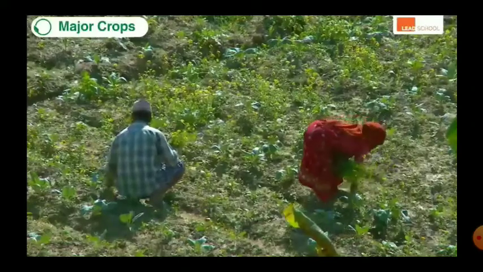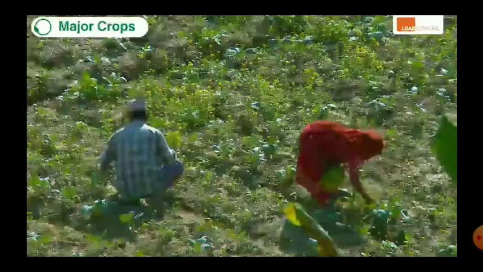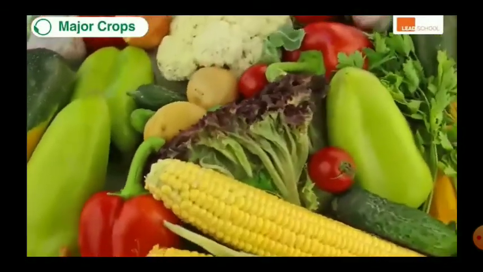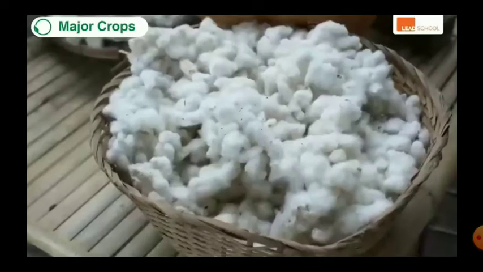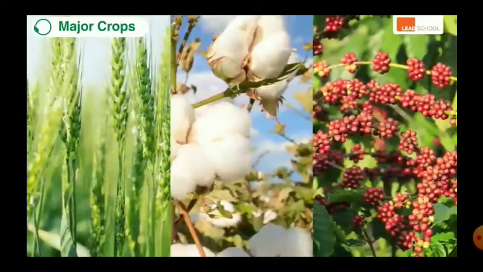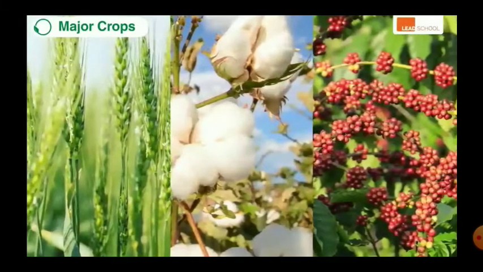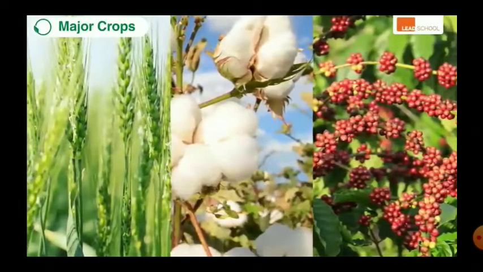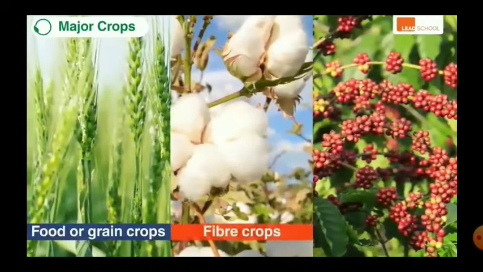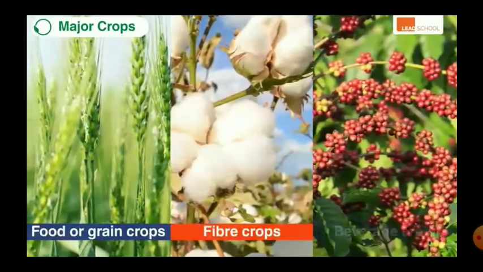Hello students! We know that most of our food comes from agriculture. But along with food, agriculture also provides raw materials for other industries. There are a few crops that are quite important and are grown abundantly across the world. Today, let's learn about a few of these important types of crops. First, food or grain crops. Next, fiber crops. And lastly, beverage crops.